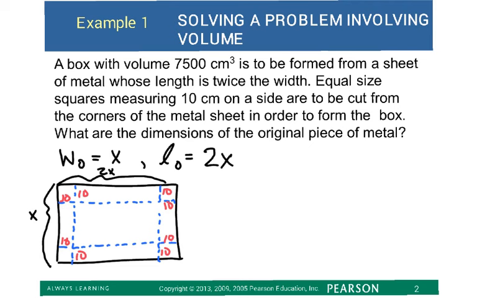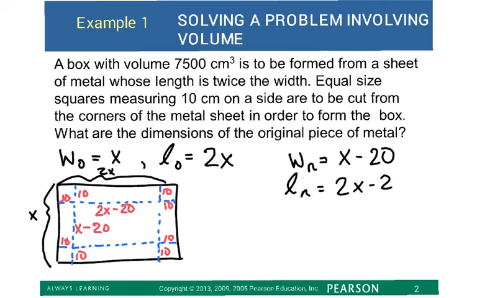So let's write that in. Here we have for the length, it's going to be 2x minus 20. And then the width is also, it's x minus 20. Okay, so I'll just call it our new width is equal to x minus 20. And our new length is the 2x minus 20. Now let's form our equation.